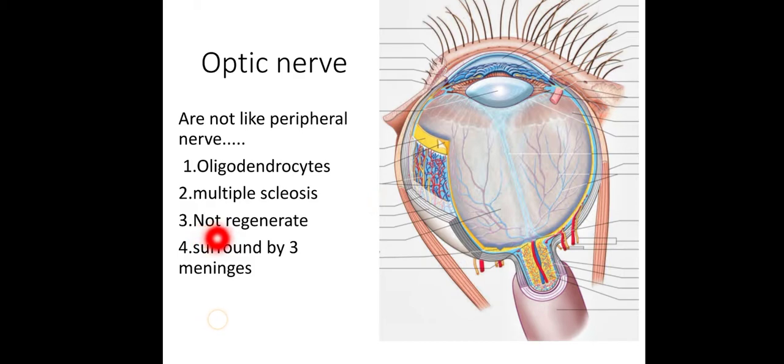Now, when peripheral nerves undergo damage, they show some degree of regeneration, but the optic nerve does not regenerate at all. Also, as every CNS tract is present within three meninges, like them, the optic nerve is also bound by three meninges.